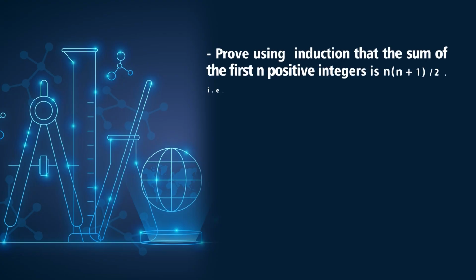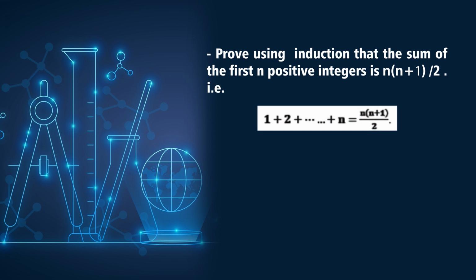So, let us take a very simple example of the series or the sum of the sequence. Let us prove using induction that the sum of first n positive numbers is n into n plus 1, whole thing divided by 2, that is 1 plus 2 plus 3 and so on till n equals n into n plus 1, divided by 2.